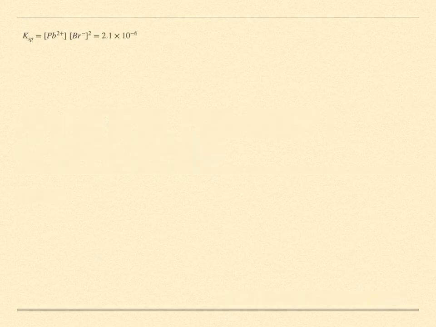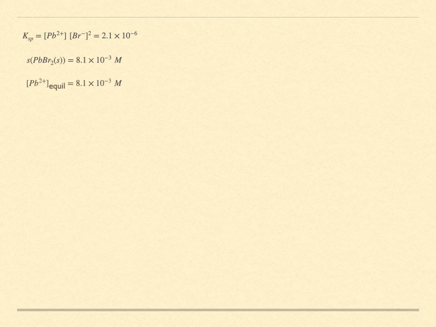Lead bromide is a sparingly soluble salt. Its KSP value is 2.1 times 10 to the minus 6. When placed in pure water, its solubility is 8.1 millimolar. Now this means that 8.1 millimoles of lead bromide will dissolve per liter of pure water. We can also infer from this result that the concentration of lead 2+ will also be 8.1 millimolar, but the concentration of bromide will be 16.2 millimolar because of the stoichiometry.